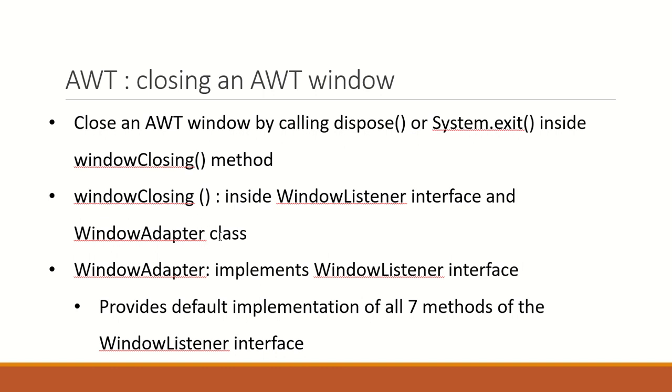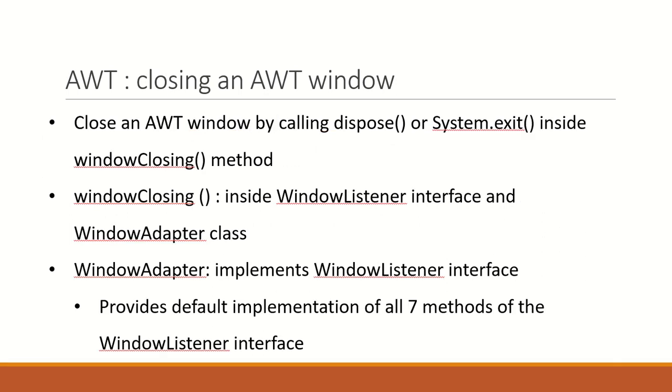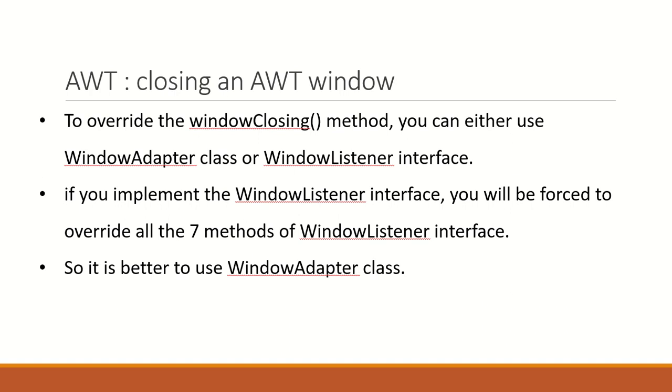So all the methods available inside the WindowListener interface will be implemented in the WindowAdapter class. So you can have two options. Either you can implement the WindowListener interface directly, or you can extend the WindowAdapter class. Then we have the windowClosing method inside the WindowAdapter class. If you want to override, you can use your own implementation. To override the windowClosing method, you can use the WindowAdapter class or the WindowListener interface.